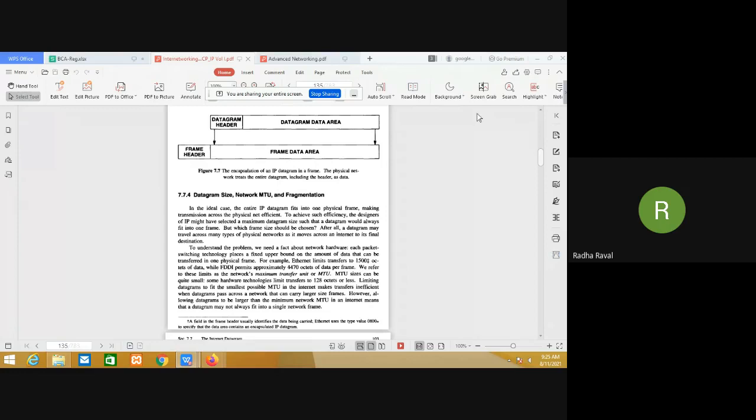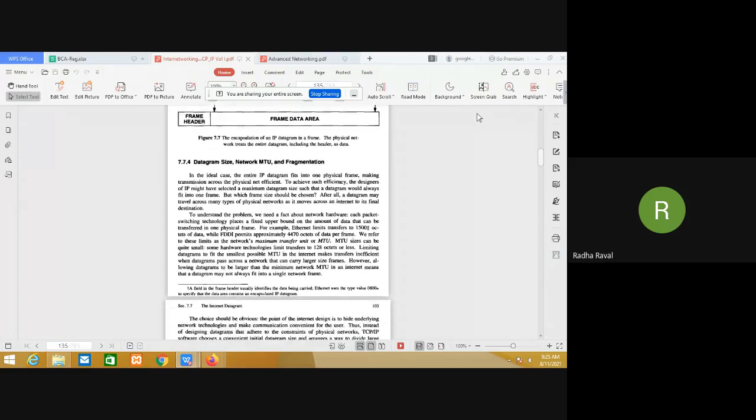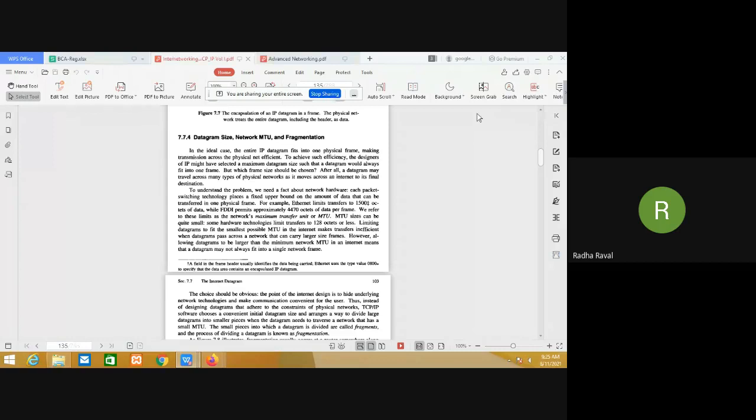You have to put the data, and that data will travel across the network from one destination to another, so the transfer limit must be there. That is 128 octets or less. Limiting the datagram to fit the smallest possible MTU in the internet makes transfer inefficient when the datagram passes across a network that carries a larger frame size. Now what happens if you use a larger frame size, making a maximum transfer unit of data? Efficiency will decrease.